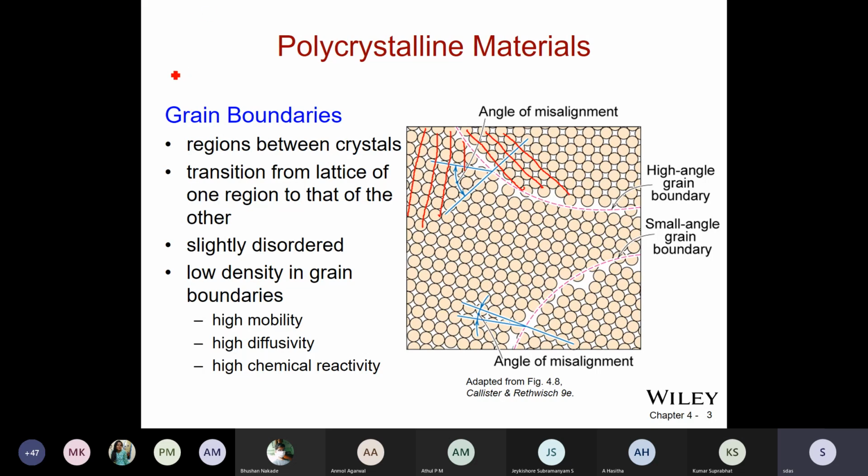So this is my grain boundary. Grain boundaries are the regions between the crystals or grains. Each grain is a single crystal. In the transition from the lattice of one region to that of the other, the crystal structure does not change. Only the orientation changes. And the grain boundary area is slightly disordered.